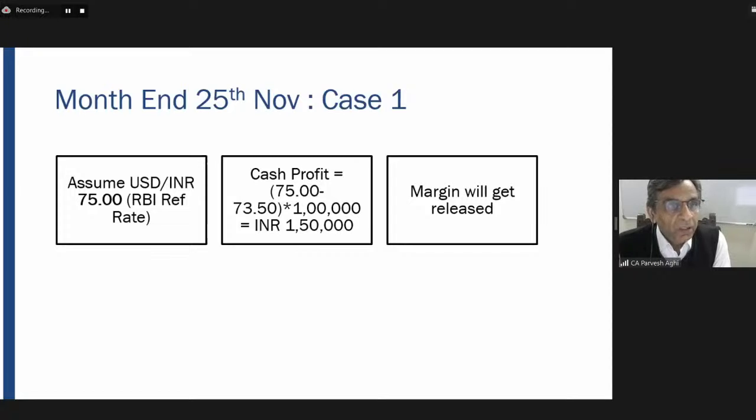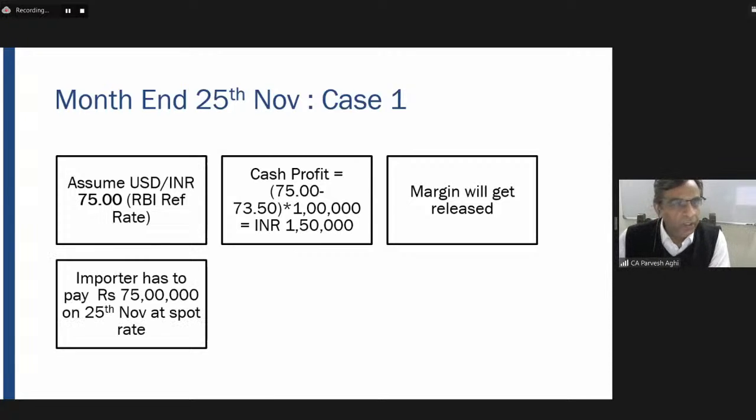Whatever money you pay as a margin, that will be taken off. Okay, and you will get a 1,20,000 rupees profit also. So now what happens? The importer has to pay 75 lakh rupees on 25th November at the spot rate.